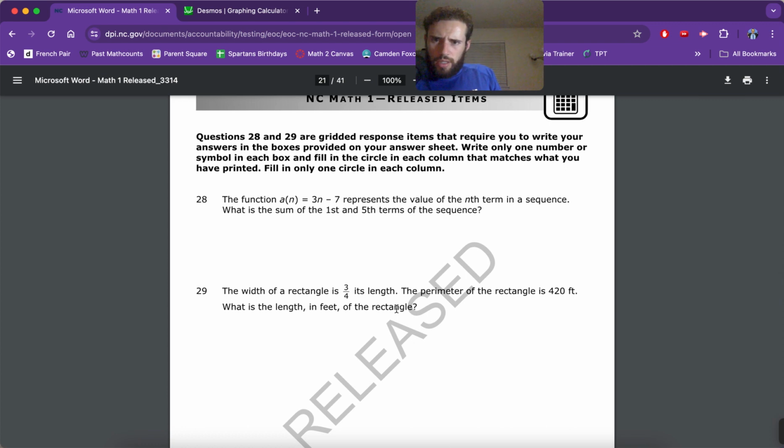All right. The function a of n equals 3n minus 7 represents the value of the nth term in a sequence. What is the sum of the first and fifth terms of the sequence? All right, so the first term is when n is 1. So just plug in 1 there. 3 times 1 is 3. 3 minus 7 gives you -4. So that's -4. And the fifth term would be when n is 5. So 15 minus 7 is 8.